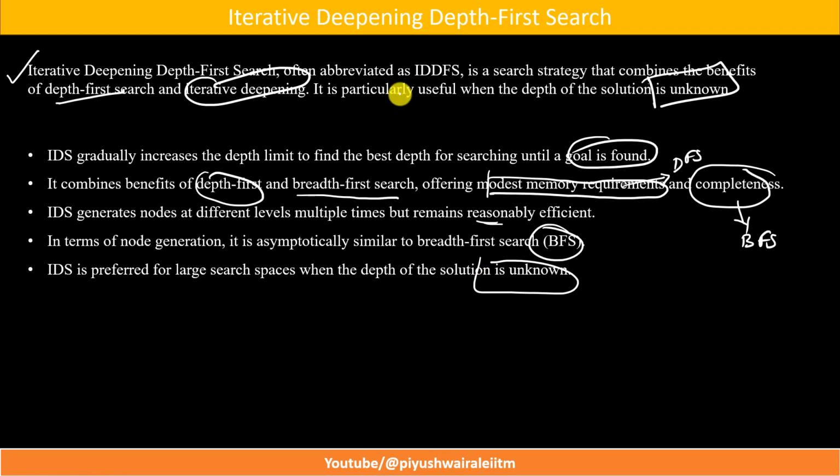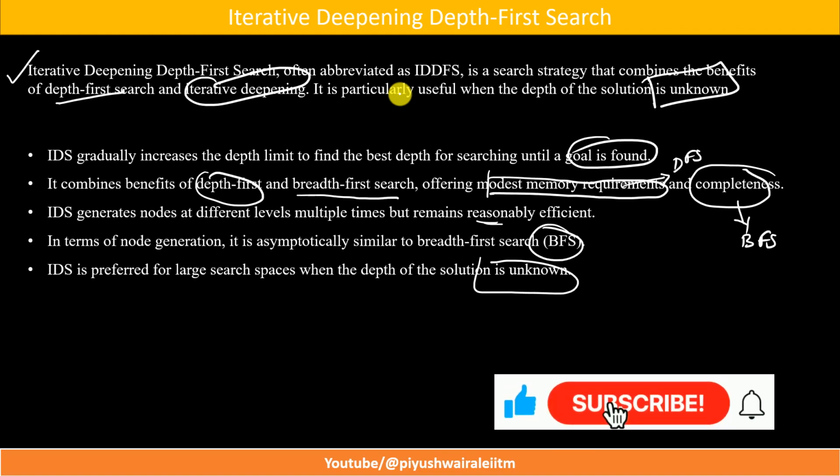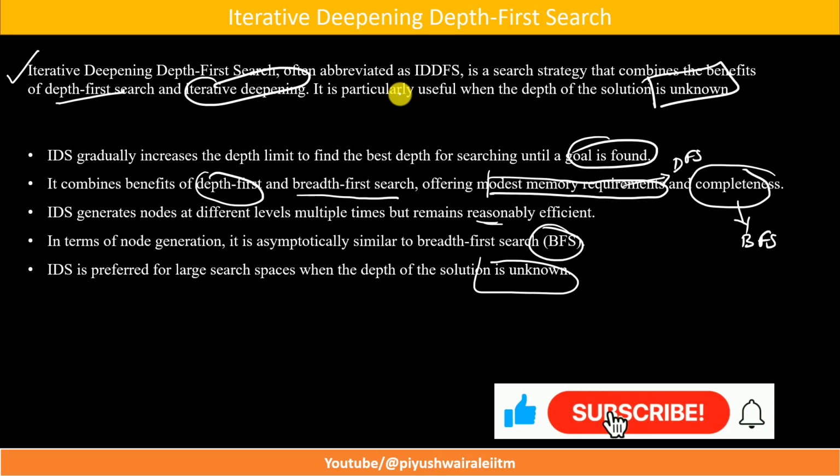So that's it for this lecture. Just keep a note of this one point: in IDDFS, we are just incrementing the value of L for each search until we find the goal state. That's how it works.